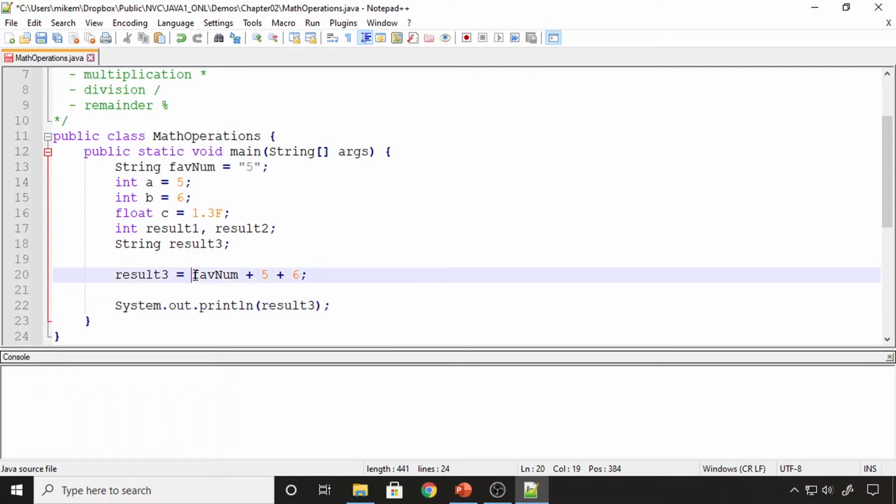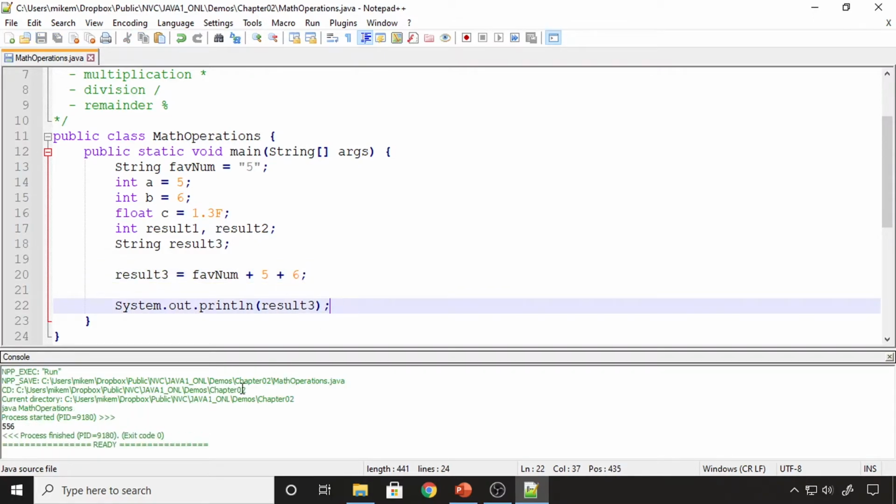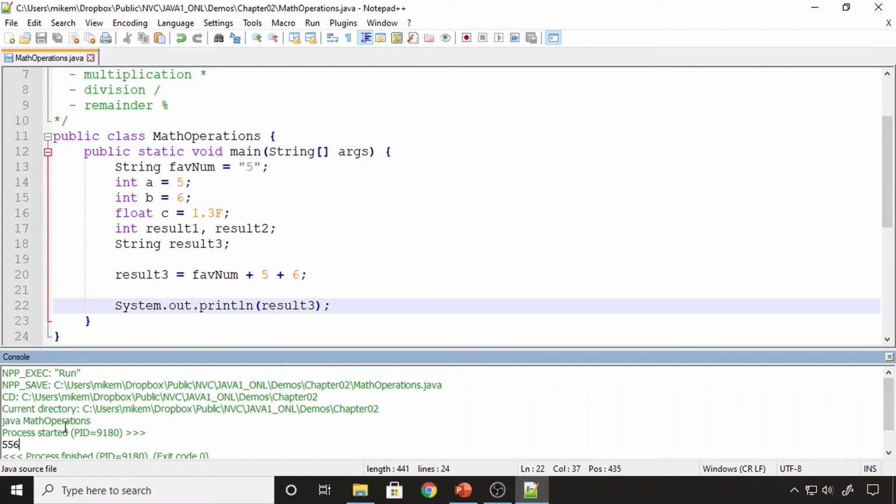I have a string, and then I'm adding a 5 and a 6 to it. This is very similar to what we did in the previous lecture, where this is a string, the 5 will be concatenated to it, and then the 6 will be concatenated. I'm going to expect the value 556 whenever I compile and run, and then there's my output, 556.